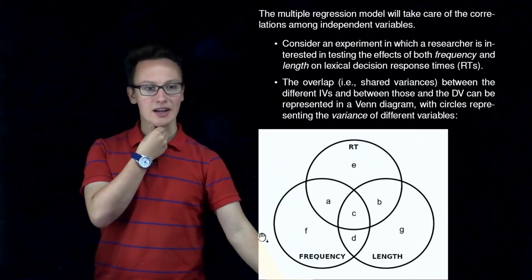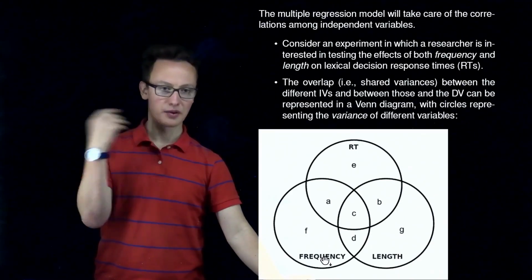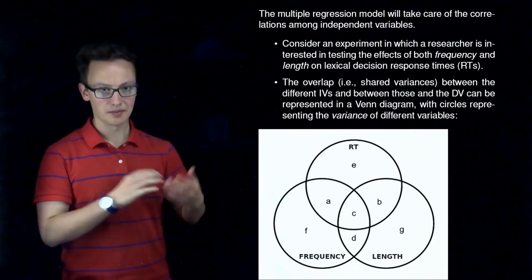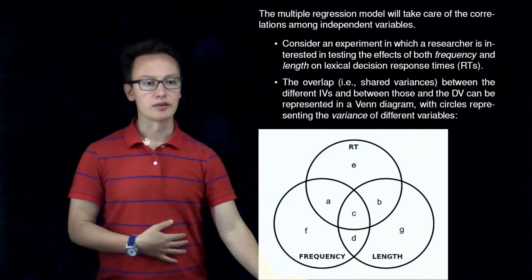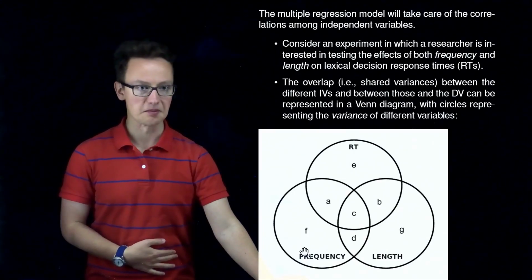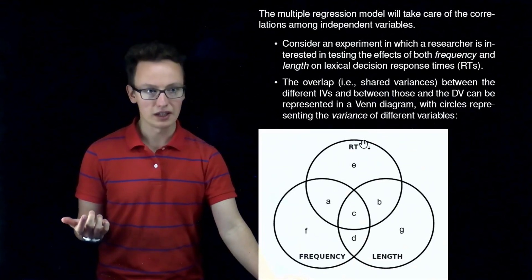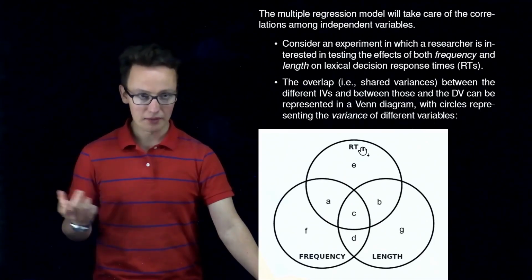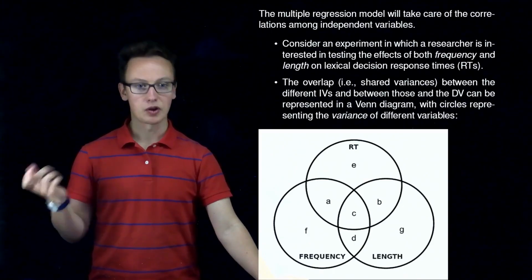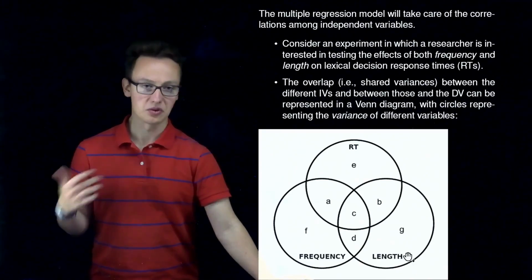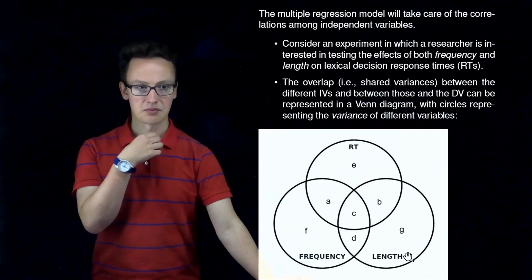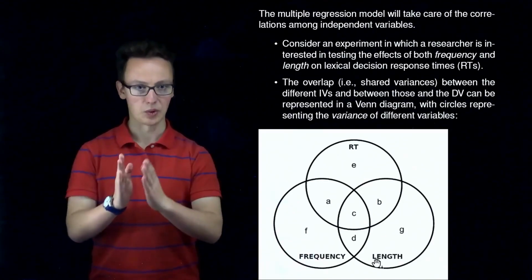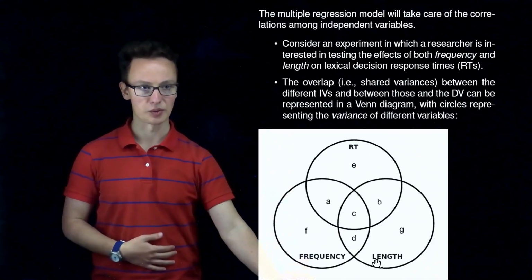So let's imagine our other example again with frequency and length. We want to find out how word frequency predicts reading times, RTs, okay? And we have this worry, let's say, about the potential confound with word length, which also trivially predicts reading times and is correlated to some extent with frequency, with shorter words being more frequent and longer words being less frequent.